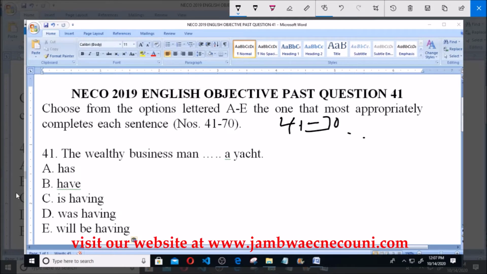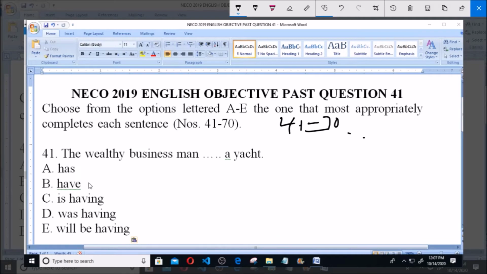The sentence here in number 41 says the wealthy businessman dash a yacht. The wealthy businessman dash a yacht. A has, B have, C is having, D was having, E will be having.